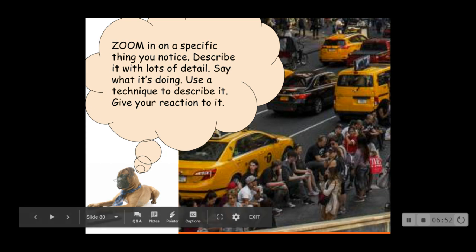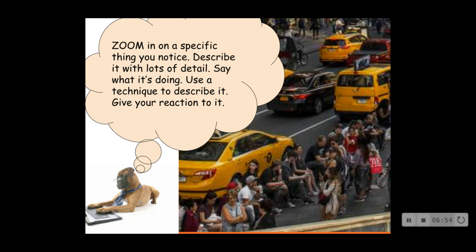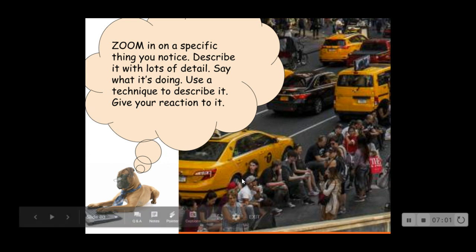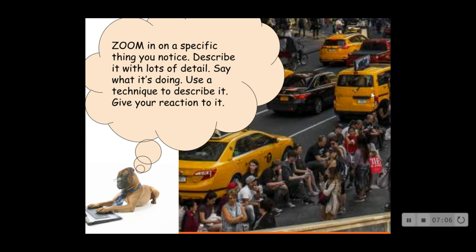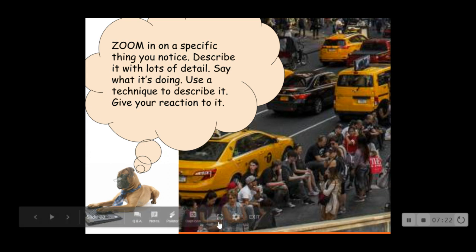We can say what people are doing there. We can use a technique to describe them. Could say they're all lined up like a row of ducklings behind their mother duck. I could maybe even link the mother duck to the yellow color of the taxi. And what I could also do, especially if I give my narrator a strong backstory, is give my narrator's reaction to it. If I'm a tourist, I might be thinking, oh man, there's such a huge queue of people here. I bet they all want a taxi. Oh, I'll never get one.